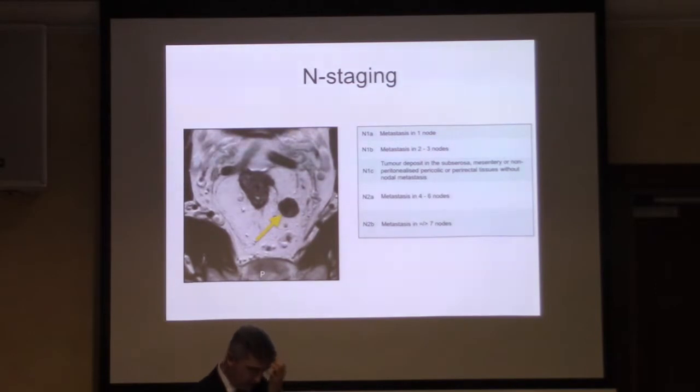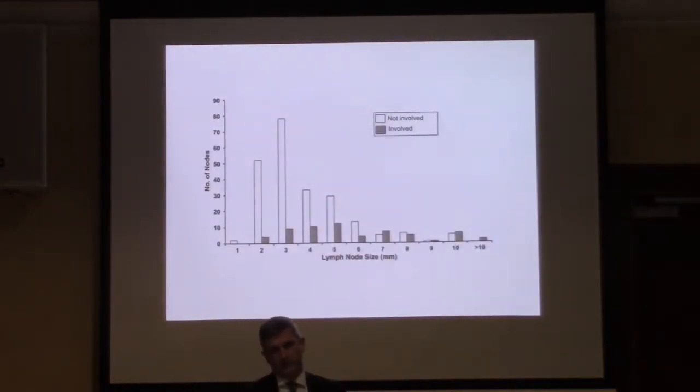So when we're assessing nodes, what is it we do? Well, you might say, well, measure. Well, there's quite a lot of evidence that size is not particularly helpful. And what this graph shows you is the not involved and involved nodes. And you can see that, well, if you get bigger, then they're more likely to be involved. Okay? But actually, small nodes are involved too. So just simply measuring it isn't going to help you.